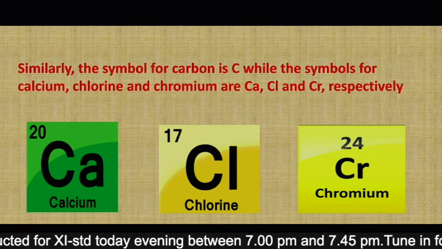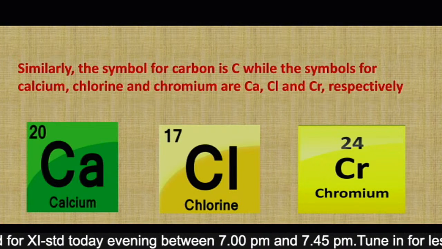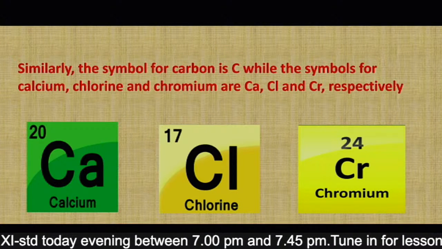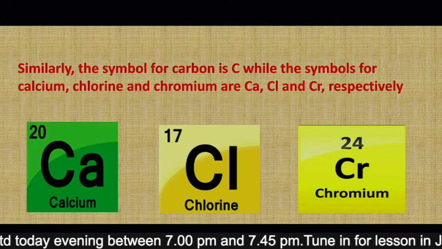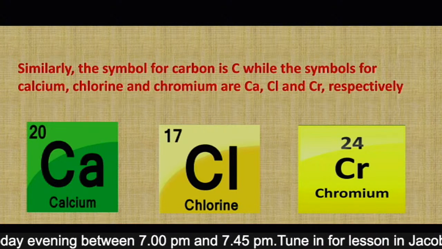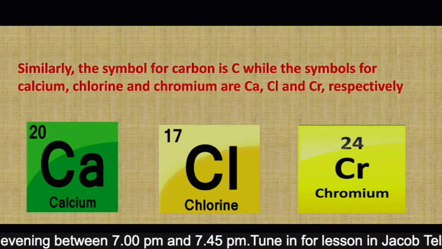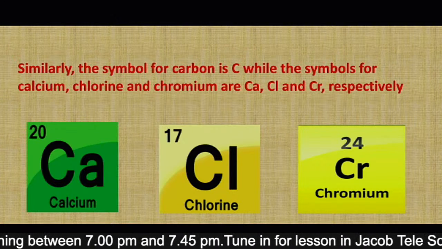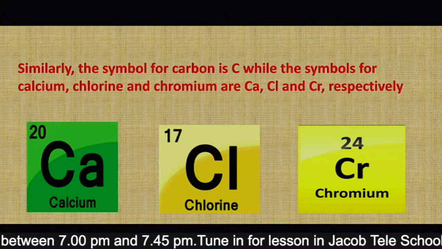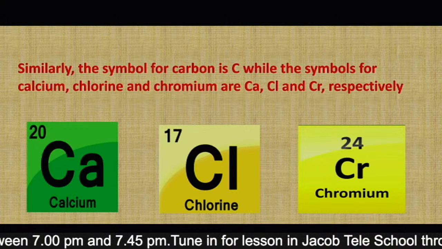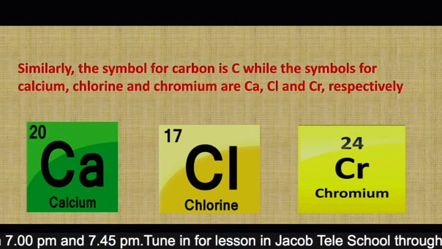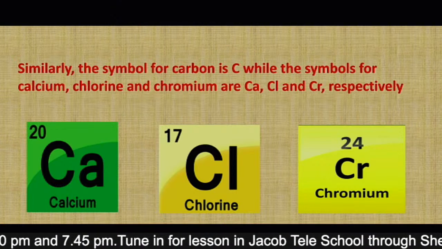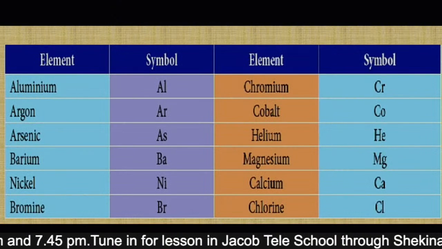Listen to it. The symbol of calcium is Ca, the symbol of chlorine is Cl, and the symbol of chromium is Cr. Students, kindly write down in your note. Ca, calcium; Cl, chlorine; and the last one is chromium, Cr. That is the third rule. Okay, see the picture.